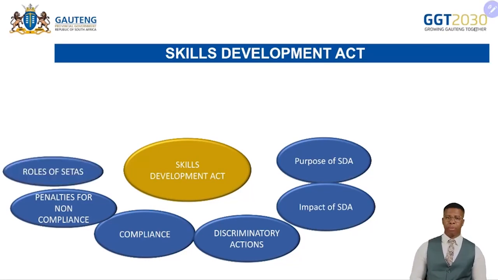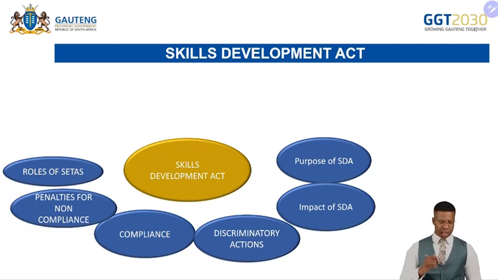You should know the purpose, and remember that the people who developed the act was the government, to try and alleviate what used to happen in the apartheid system. The aim was to improve the skills level of those who are already employed, because some of them didn't have any formal education. That's why the government had to develop the Skills Development Act, to ensure that they improve the skills of those who are already employed.